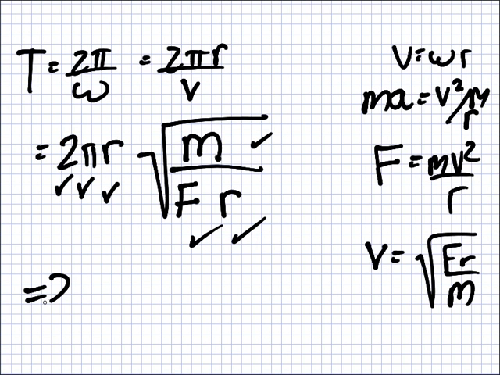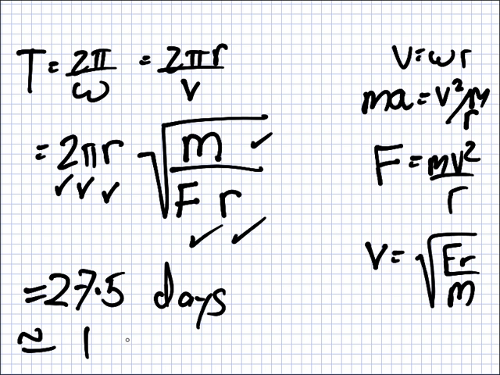This ends up being 27.5 days. One lunar month. Yeah, one lunar month roughly. Yes, they're not in sync, solar. Yeah, this result shouldn't be surprising. It does take a month for the moon to orbit us.